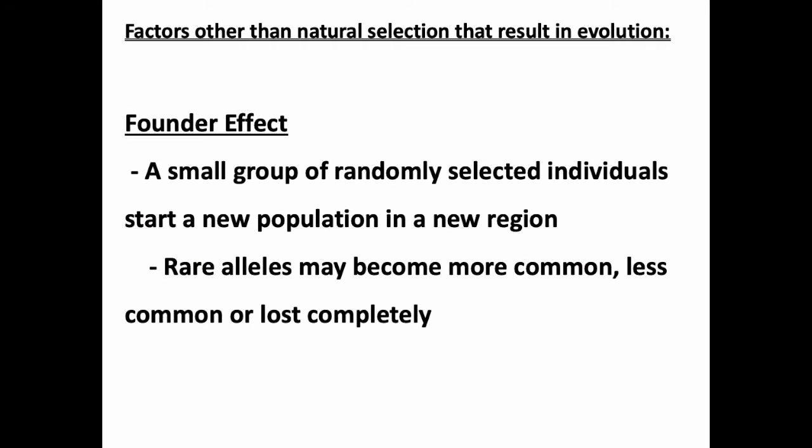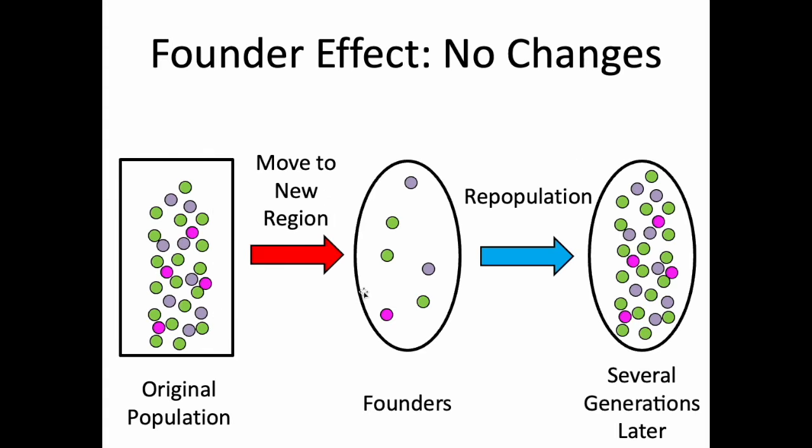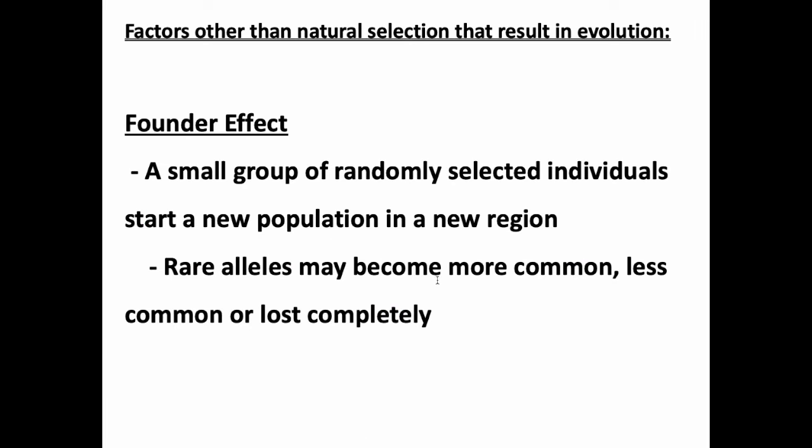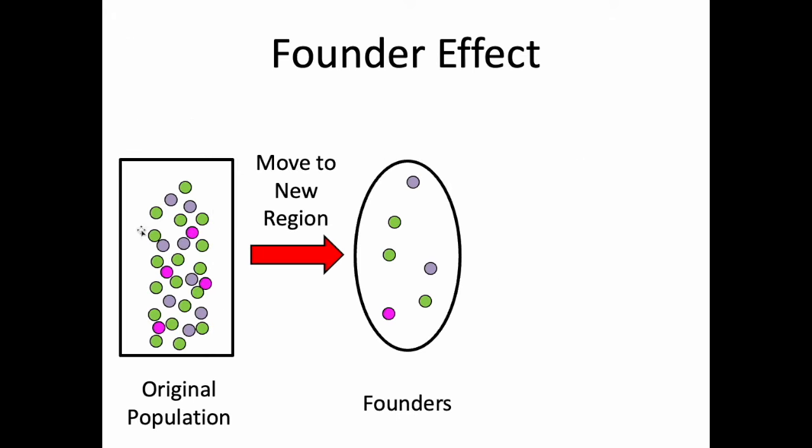So I'm going to write the exact same thing that I wrote for the bottleneck effect: when you have the founder effect, rare alleles, like the purple allele here in this example, may become more common, or they may become less common, or they may be lost completely, or nothing may happen at all. So again, all the same possibilities that we saw with the bottleneck effect can also happen with the founder effect. Lots of ors here because these founders are selected randomly.